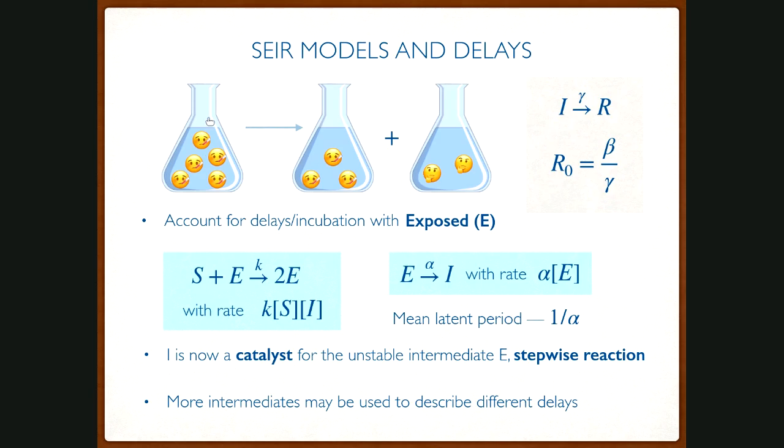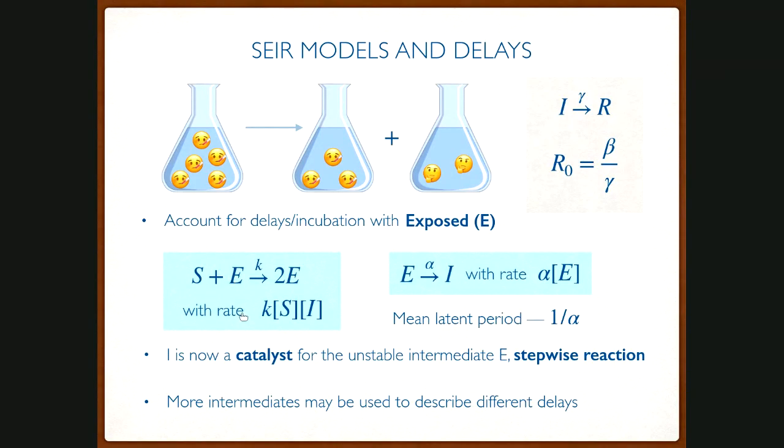What we do is we take our original infected beaker and we split it into a group of infecteds and a group of people who you could say are questioning, but they're exposed. They've been exposed to the infection. We're not sure what's going on, but they will eventually become infected. So from the previous SIR model, we have the same reaction here, and we have the same R0 actually. But what has changed by accounting for delays or incubation is that the exposed compartment, or the exposed species, has now jumped into the reaction.